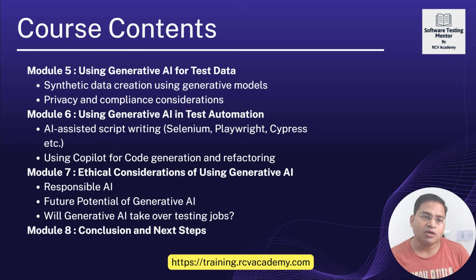Then module 6 is all about using generative AI in test automation. How you can use generative AI to prepare the automated scripts in seconds. So whether it's Selenium script, Playwright, Cypress, be it any tool, any technology, you can use generative AI to write the scripts quickly. Using Copilot, how you can use GitHub Copilot for code generation and refactoring. All of that we will understand practically.